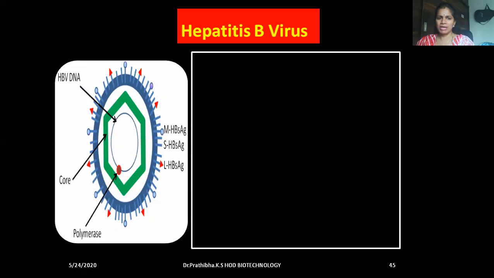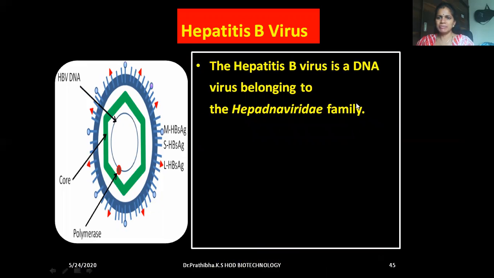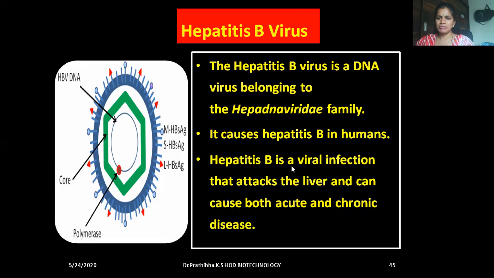Hepatitis B virus. The hepatitis B virus is a DNA virus belonging to the Hepadnaviridae family. It causes hepatitis B in humans. Hepatitis B is a viral infection that attacks the liver and can cause both acute and chronic disease.